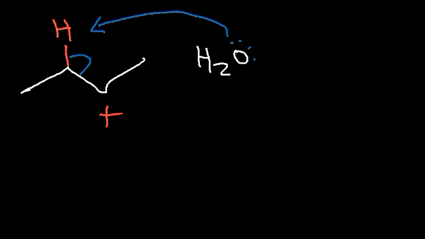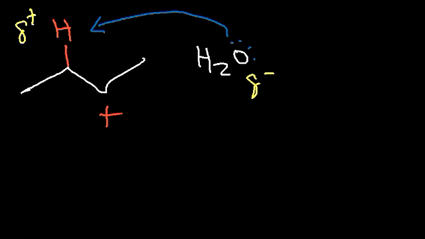But let's understand why this happens. So why does water go for the hydrogen? Oxygen is more electronegative than hydrogen. So oxygen has a partial negative charge. Hydrogen is partially positive with respect to oxygen. So that is the reason why water is going to go for the hydrogen, because opposites attract. Oxygen has a partial negative charge. Hydrogen has a partial positive charge.